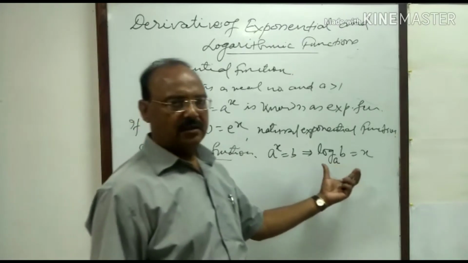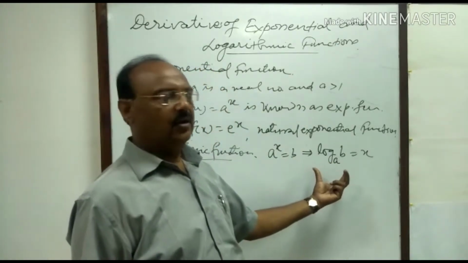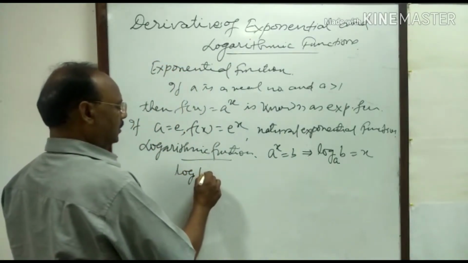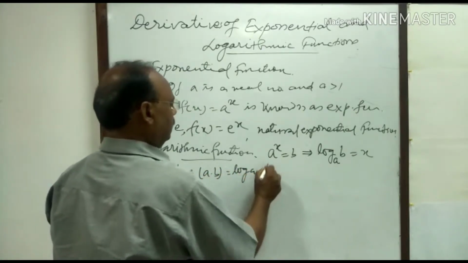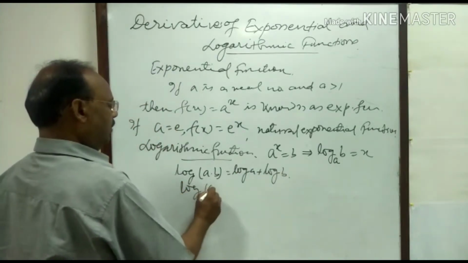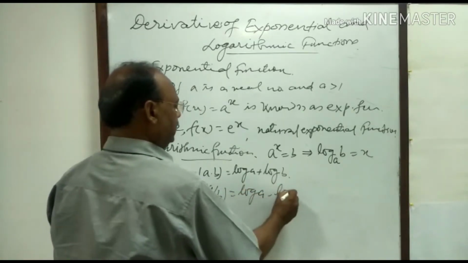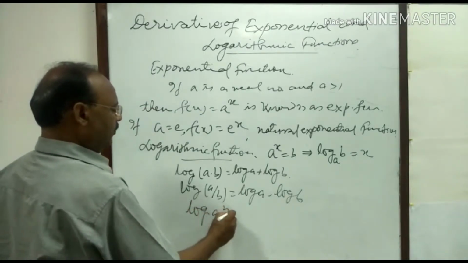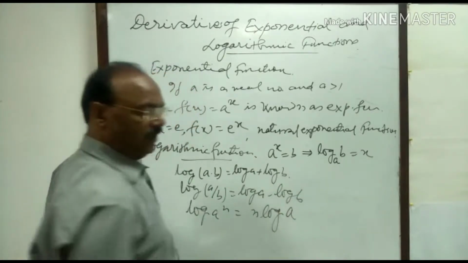Some basic, elementary results of logarithms that we must recall are: log of a into b is equal to log a plus log b. Log of a upon b is equal to log a minus log b. Log of a to the power n is equal to n log a.